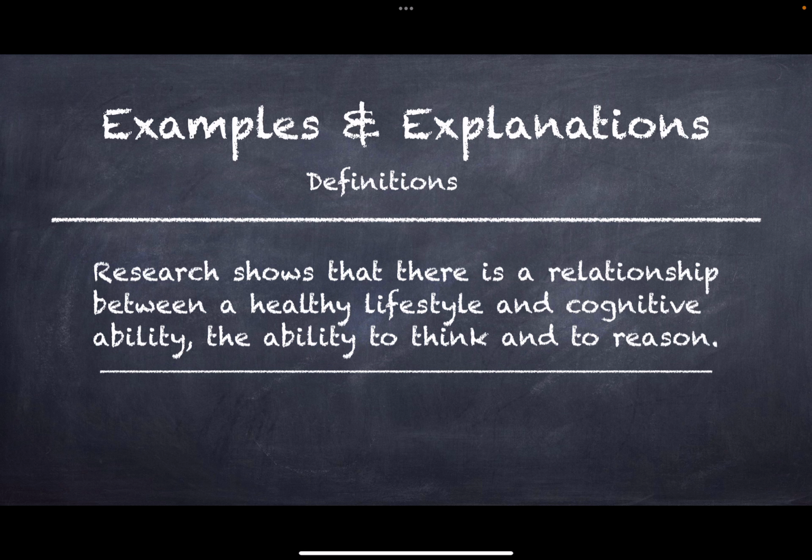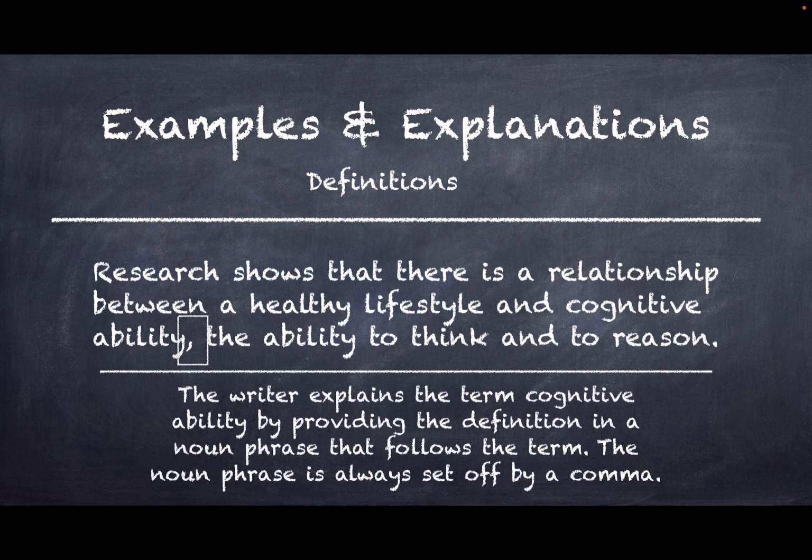Another example: research shows that there is a relationship between a healthy lifestyle and cognitive ability, the ability to think and reason. This example is a little bit different because it's really just a comma that shows us that there's a definition. But writers will often do this. They will take a technical term and explain it with a noun phrase that follows the term, and that noun phrase is always set off by a comma.